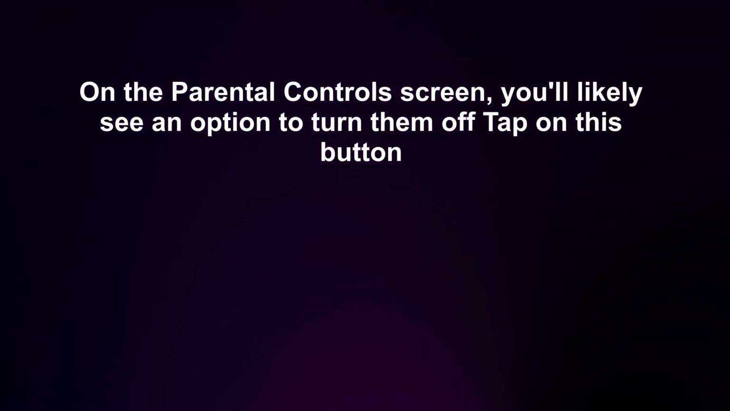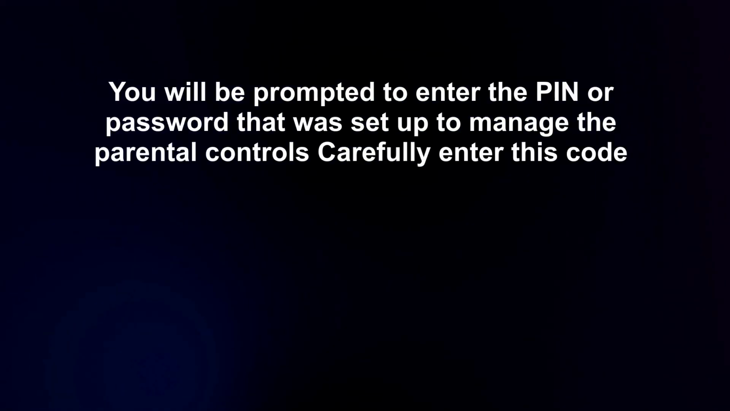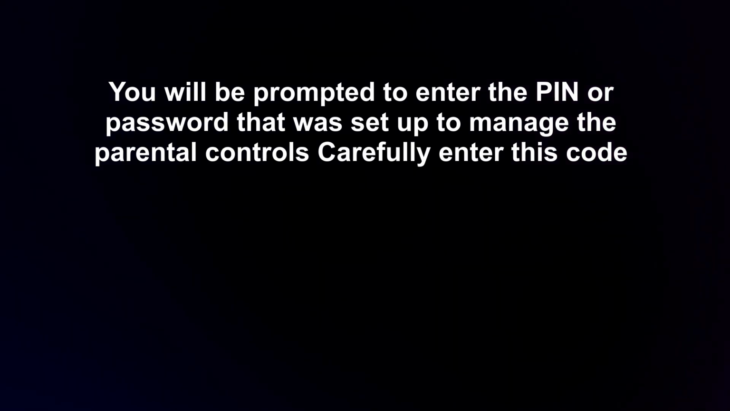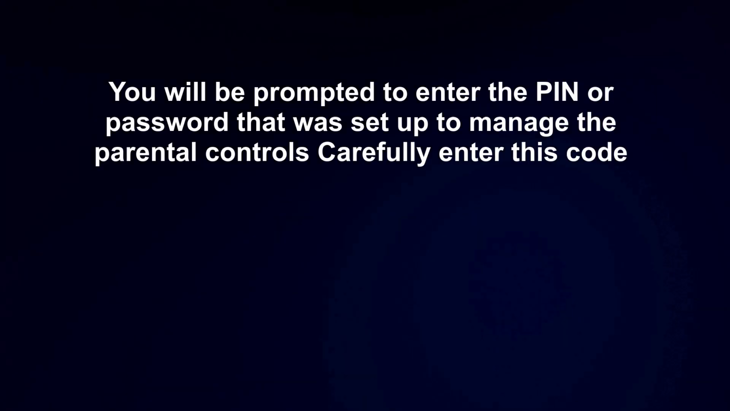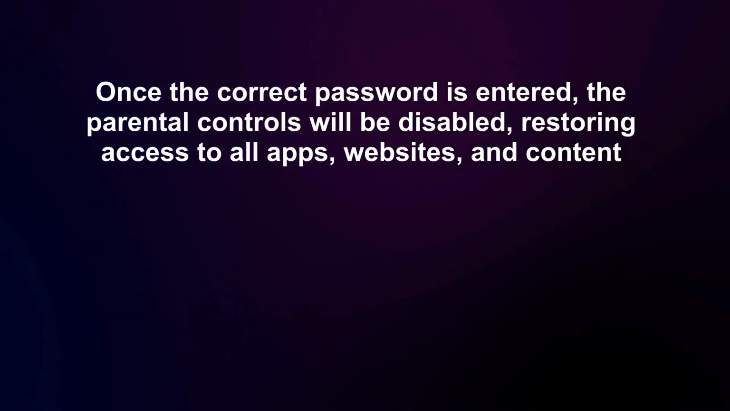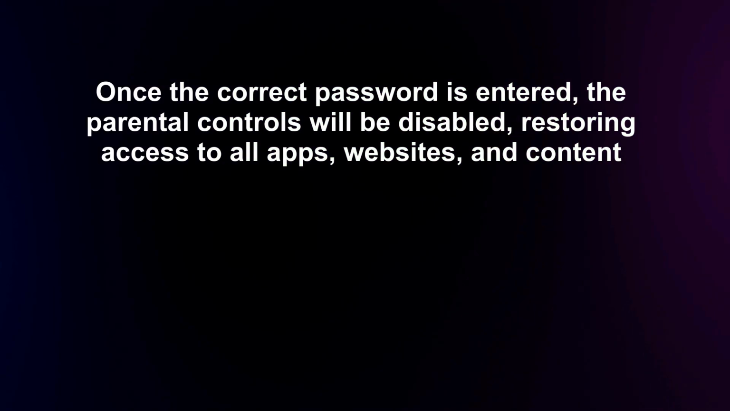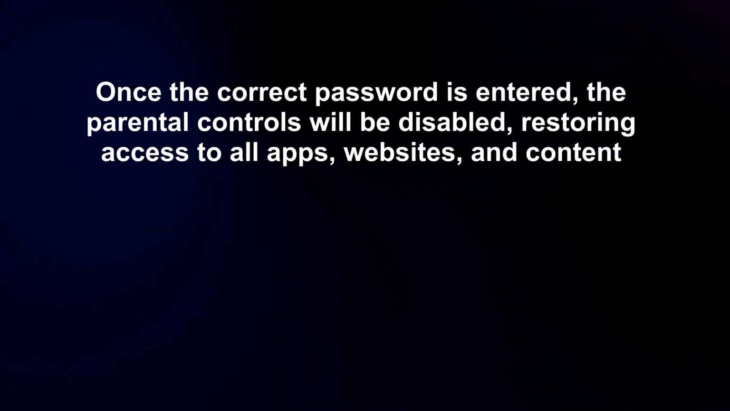On the Parental Controls screen, you'll likely see an option to turn them off. Tap on this button. You will be prompted to enter the PIN or password that was set up to manage the parental controls. Carefully enter this code. Once the correct password is entered, the parental controls will be disabled, restoring access to all apps, websites, and content.